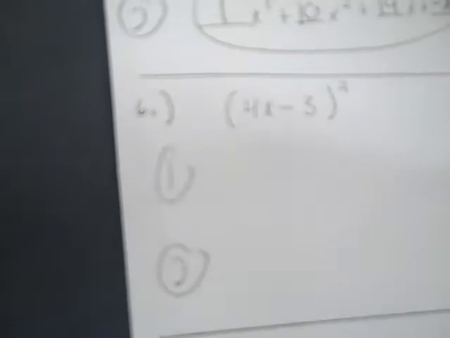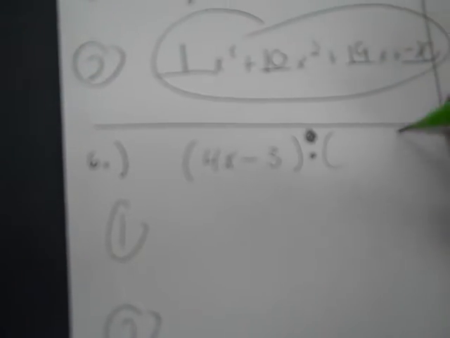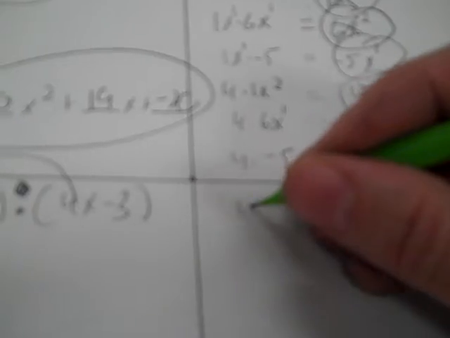Okay, number 6, step 1, step 2. First, I don't like that power here. I need to duplicate it and write the same thing. Okay? So 4x times 4x and 4x times negative 3. Negative 3 times 4x and negative 3 times negative 3.